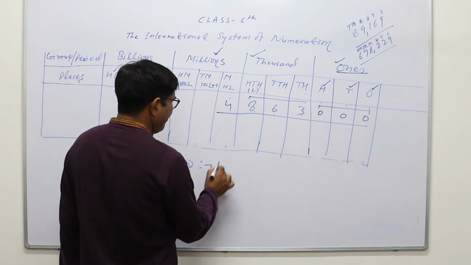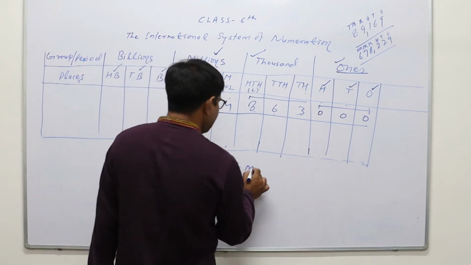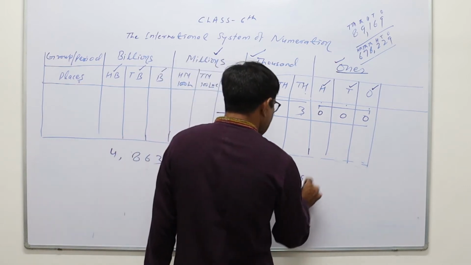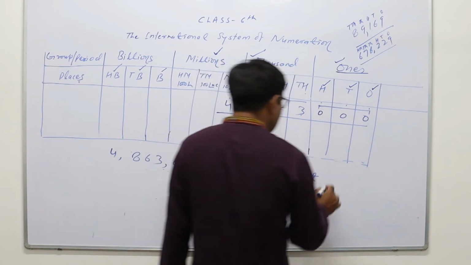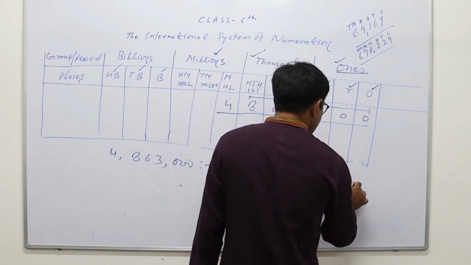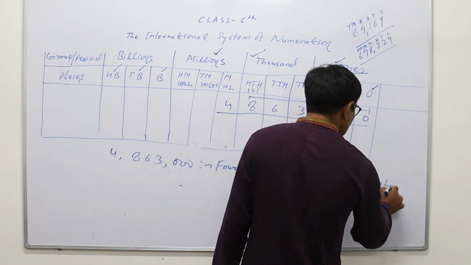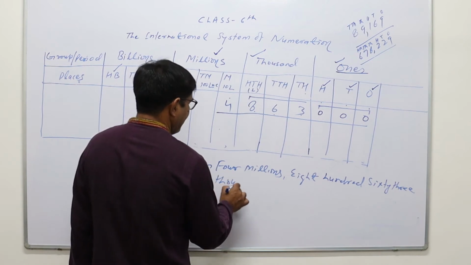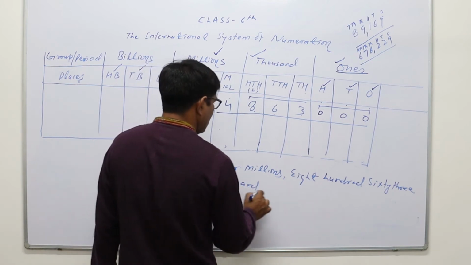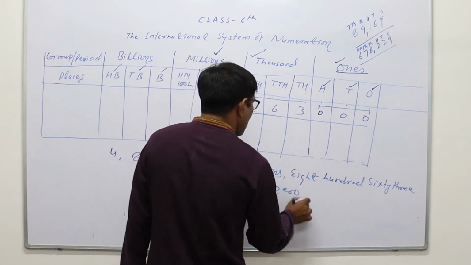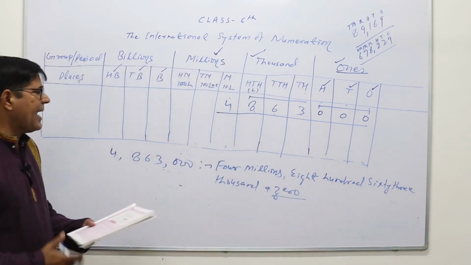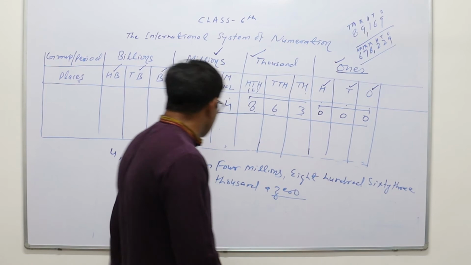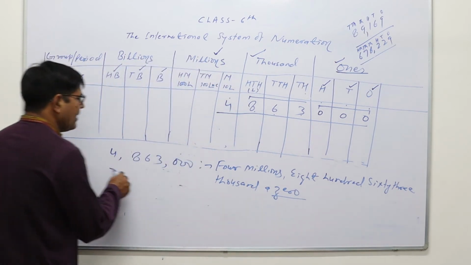How will we read this? 4 millions, 863,000 and 0, or without writing 0 we can write 4,863,000. This will be the correct pronunciation.